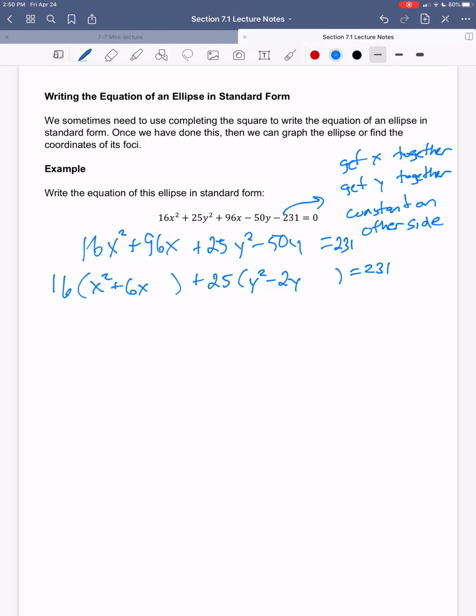Now, to complete the square, remember, once I get a 1 for my squared, I take half the coefficient of my linear term, so half of 6 or half of -2, and then I square that. So, I didn't leave myself much room to do this. So 1/2 times 6 squared is going to be 3 squared, or 9. So I'm going to add 9 in that set of parentheses.